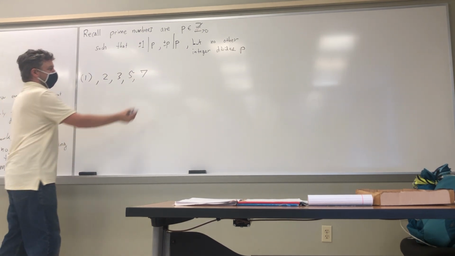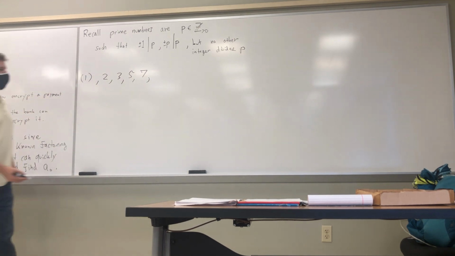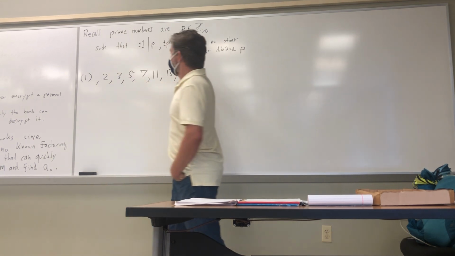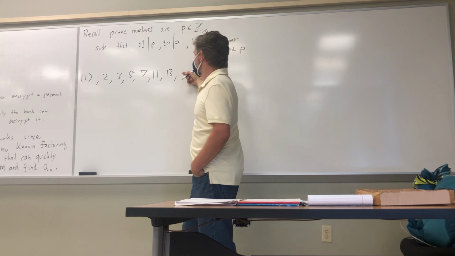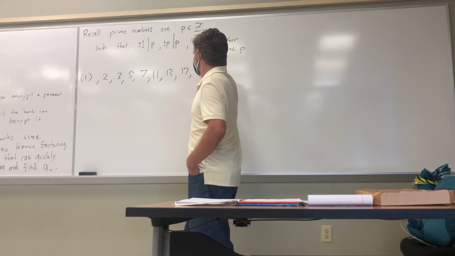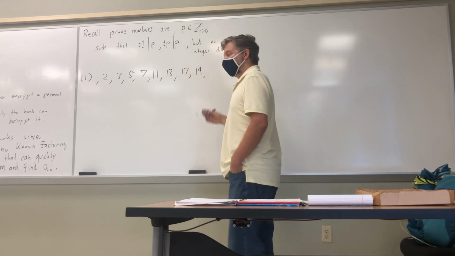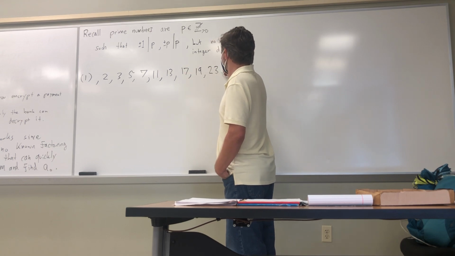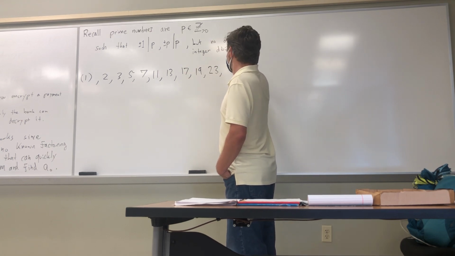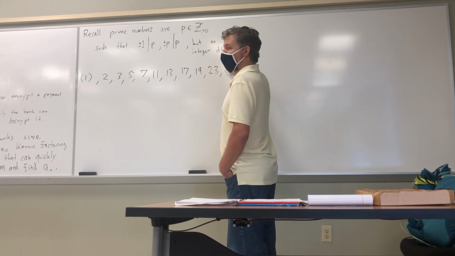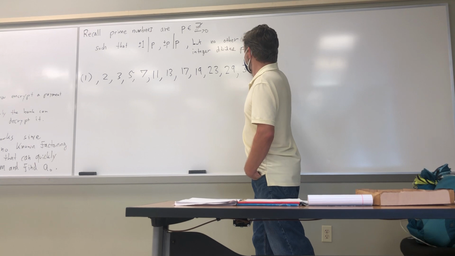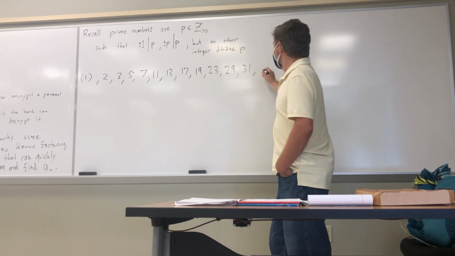But of course 9 you have to skip because 3 divides 9. So skip to 11. 13 is okay. 15 is 5 times 3, so you skip 15. 17 is prime. 19 is prime. 21 is not prime because it's 7 times 3. But 23 is. Of course 25 is not. 27 is not because it's 9 times 3. But 29 is. And 31 is, and these go forever.